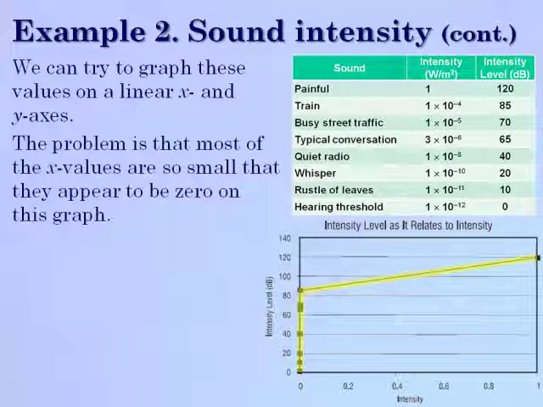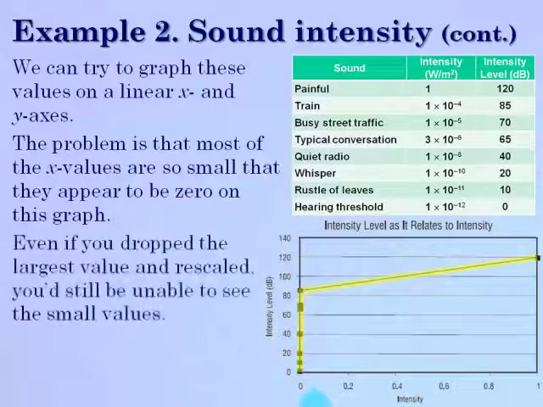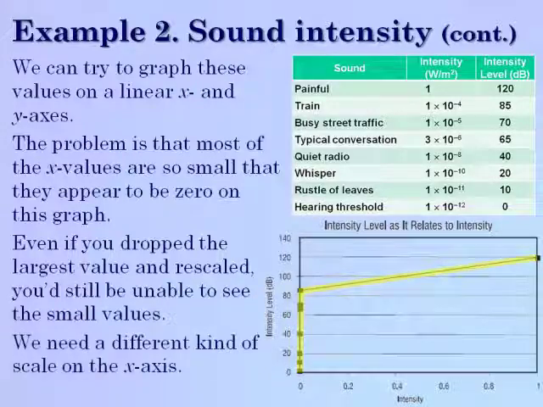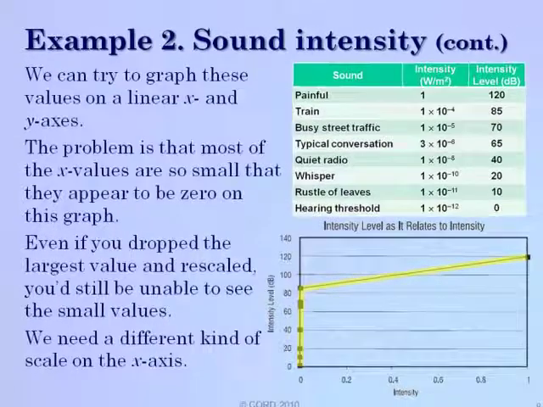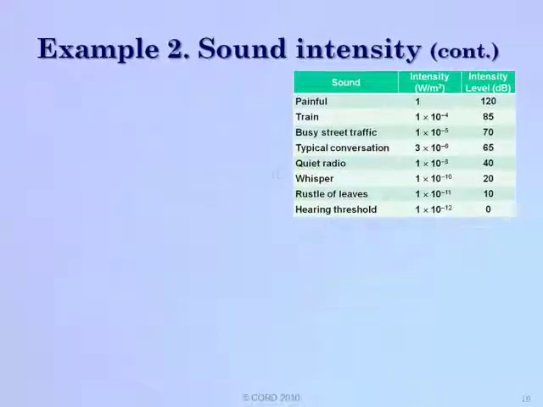The problem is that most of those x values are so small, they're all 10 to the minus 10, 10 to the minus 5, 10 to the minus 4, that they're all right down there hugging the y-axis. Even if we dropped the highest value and just started with 10 to the minus 4 as the highest one, they would still all be right up against the y-axis. So we need a way to somehow spread those out. We need a different kind of scale on the x-axis.